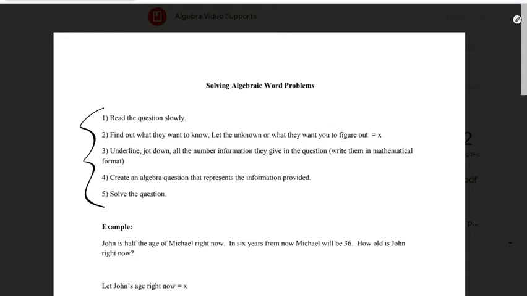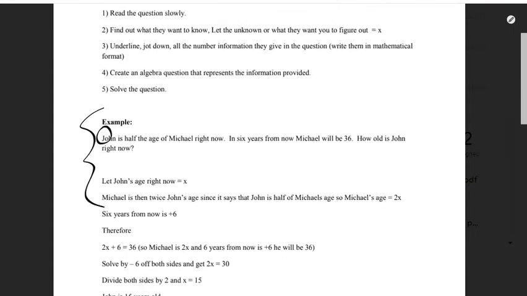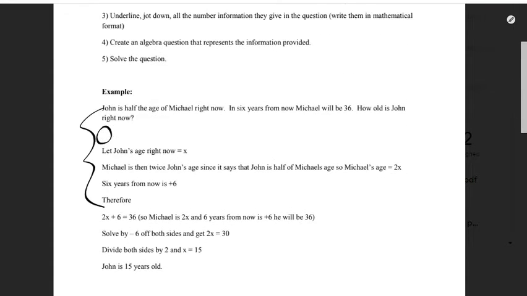So to me, the number one thing that you do is number two. Of course, you want to read the question slowly. But what you want to do is make a let statement, which is basically saying what your x is going to be. So if we go down and take a look at an example, what I mean by let statement is, read your question.